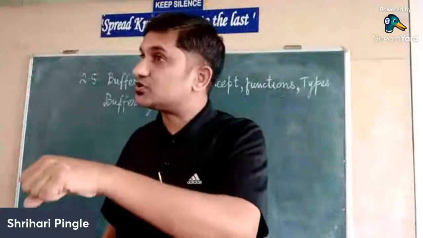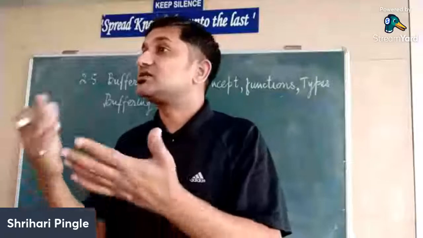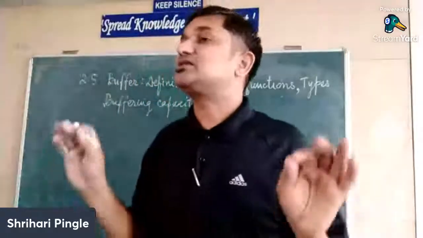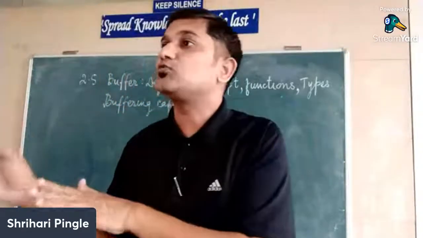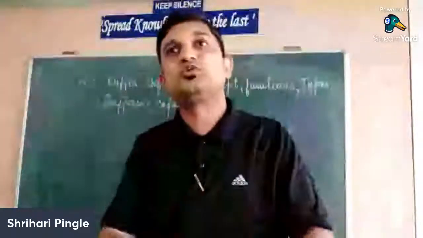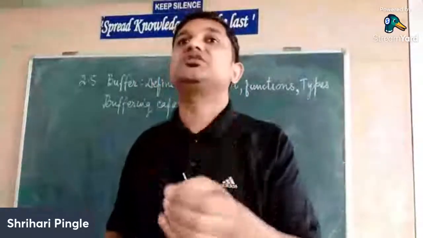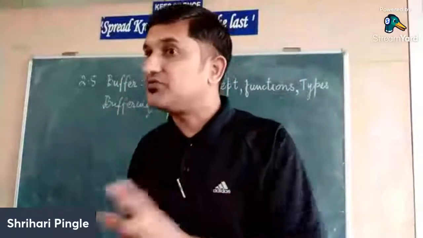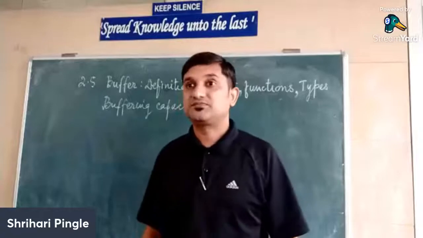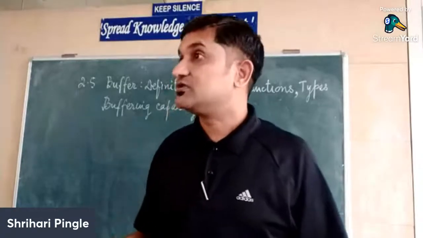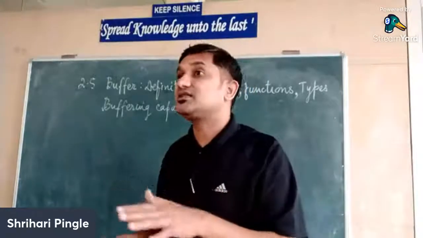So when there is a solution which shows resistance, resistance against what? Resistance against change in pH. My pH is 6.8. I do not want to let it become 6.9. I do not want to make it 6.7 also. I want to keep it 6.8 only. Such a solution is called a buffer. But then the question is, how do you make such a solution, the pH of which cannot be altered?